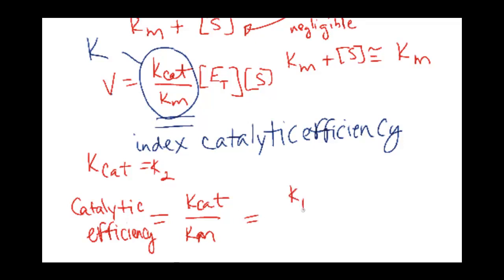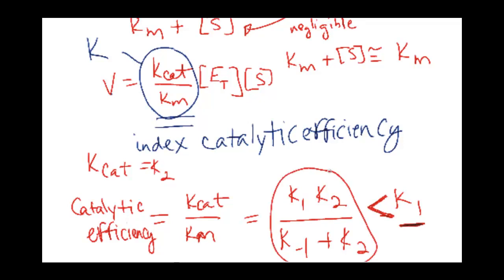Will equal K1 and K2 over plus K2. But the K1 must always be greater than this. In other words, the reaction can't go any faster than K1. You guys remember? K1 is the rate at which the enzyme substrate forms, and that kind of makes sense, right? We can't go any faster than the enzyme substrate forms for the entire reaction, right? So the limiting step is the formation of that enzyme substrate complex. So we cannot exceed the diffusion rate of the combination of enzyme and substrate to form the enzyme substrate complex.